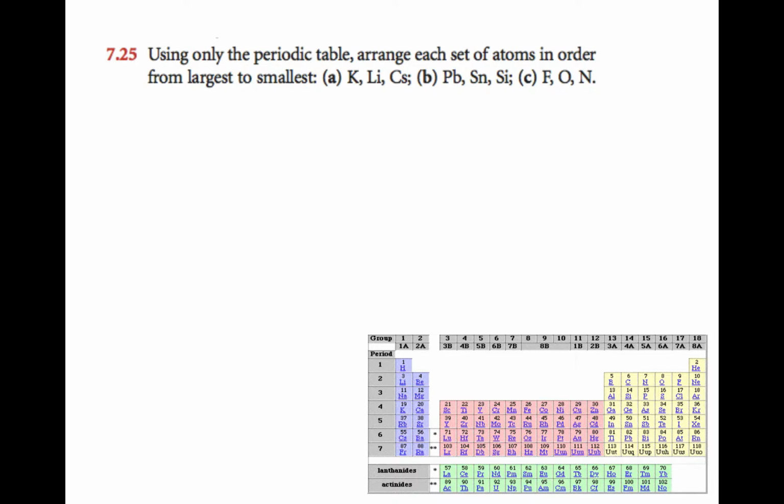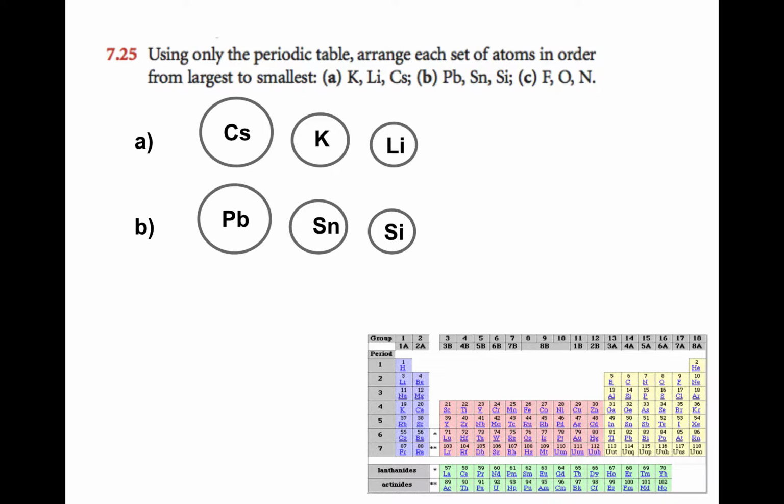So if I'm comparing cesium to potassium to lithium, we're going down a group. Cesium would be the biggest atom, potassium would be the next biggest, and the smallest would be lithium, as we add more and more core electrons and shielding, blocking those outer electrons. So a bigger cloud with cesium than lithium. If we're looking at lead, tin, and silicon, it's the same thing. As you go down a group, you're adding shielding, you're adding core electrons. So lead would be the biggest atom, silicon would be the smallest.